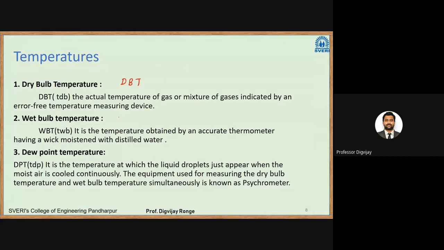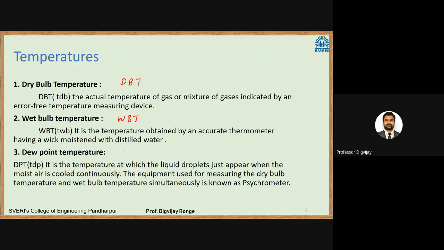Then we have the wet bulb temperature, that is the WBT. WBT is the effect of evaporation of water from the surface of a thermometer. If you cover the thermometer with a wet cloth, there will be evaporation of water, there will be heat transfer, and there will be a reduction of temperature. That reduced temperature is nothing but the wet bulb temperature.